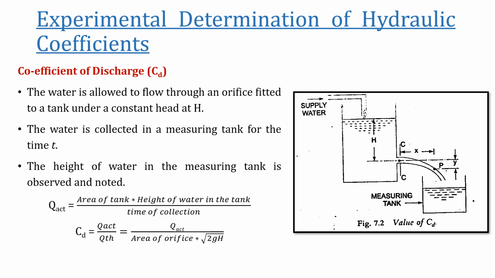And theoretical discharge is the theoretical area, which is the area of the orifice, times the theoretical velocity, which is the square root of 2gh.